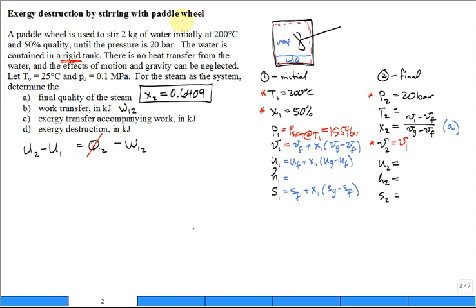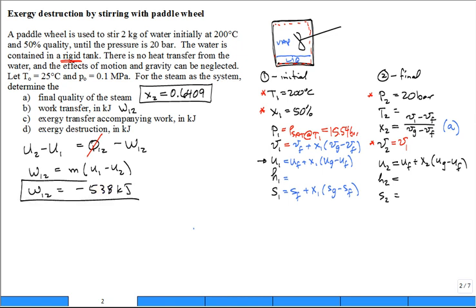And so now you find that the work, 1 to 2, is equal to just the mass times the lowercase u1 minus u2. I took care of that negative sign. You come over here, you have to evaluate u1. You evaluate u2 by doing u sub f plus x2, u sub g minus u sub f. A little work to get those internal energies, u. And you calculate the work, 1 to 2, is equal to negative 538 kilojoules.